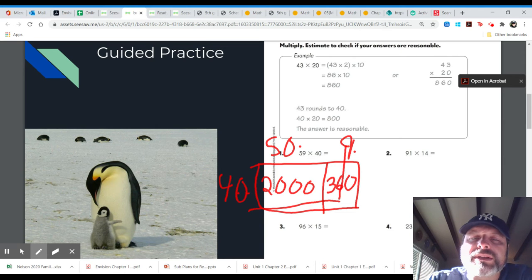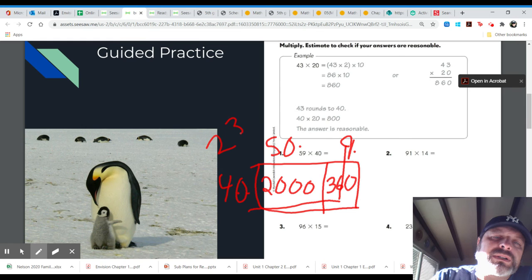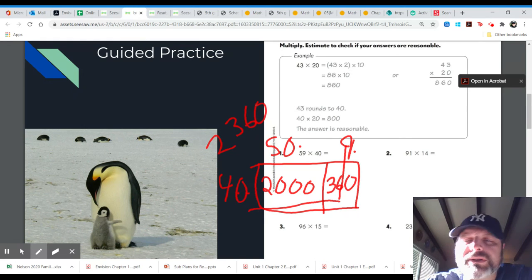So that answer is 2,360. I believe that's the answer we got, right? 2,360. So you can do it that way too. So 91 times 14. There's two different ways to do this. So we can do area models and break it up, or we can multiply it straight up and down.